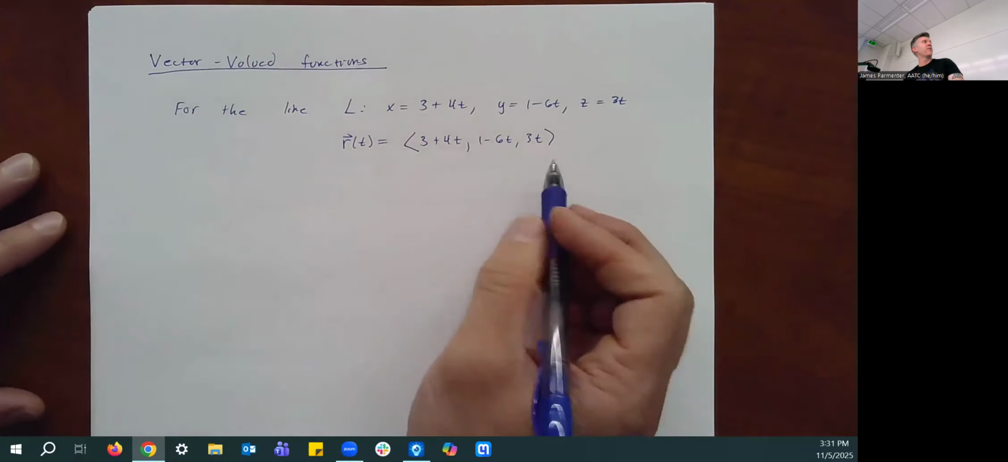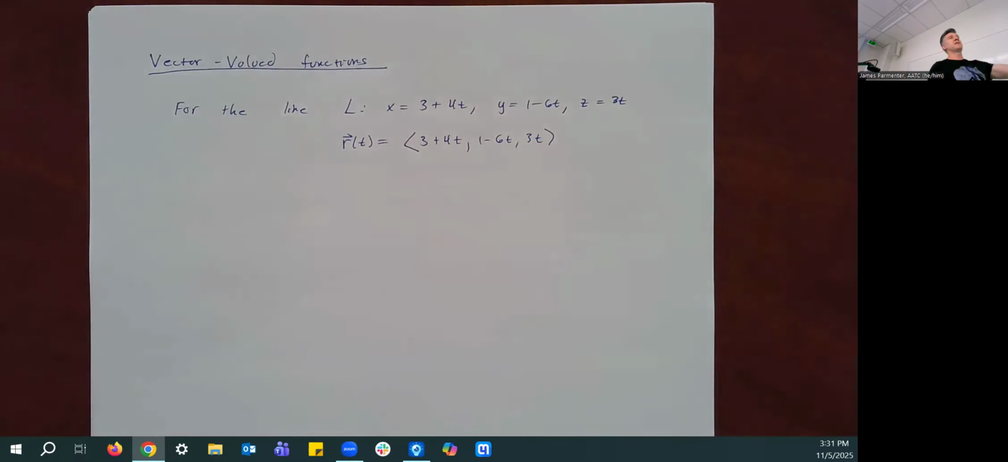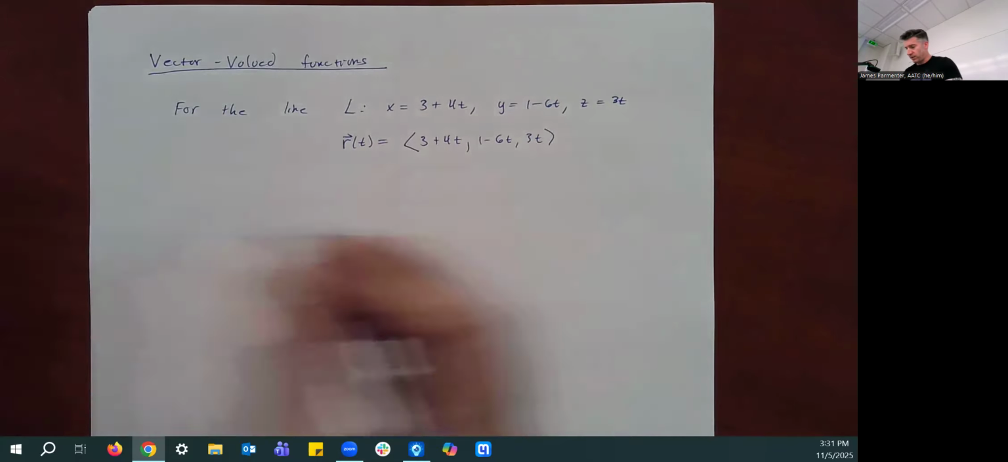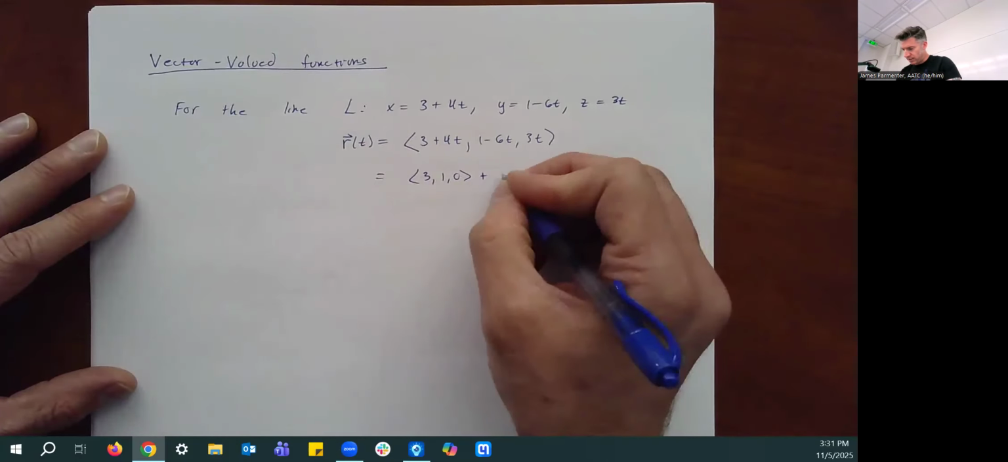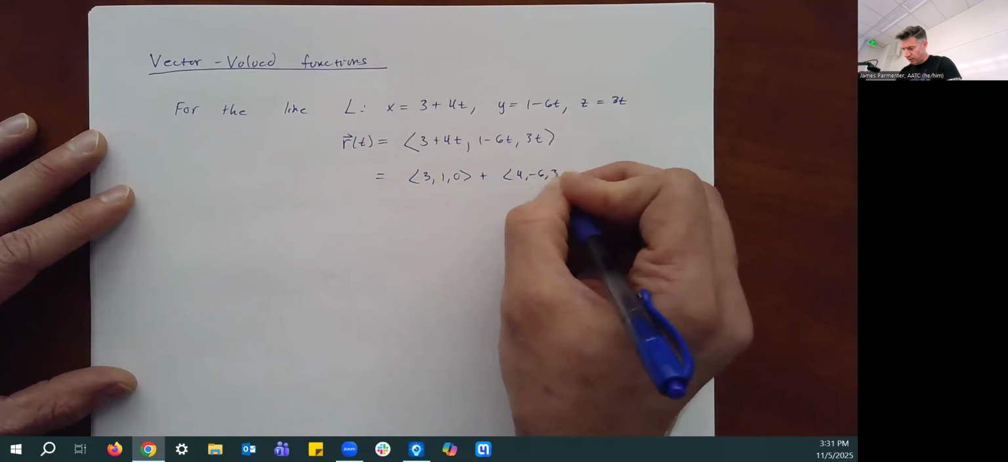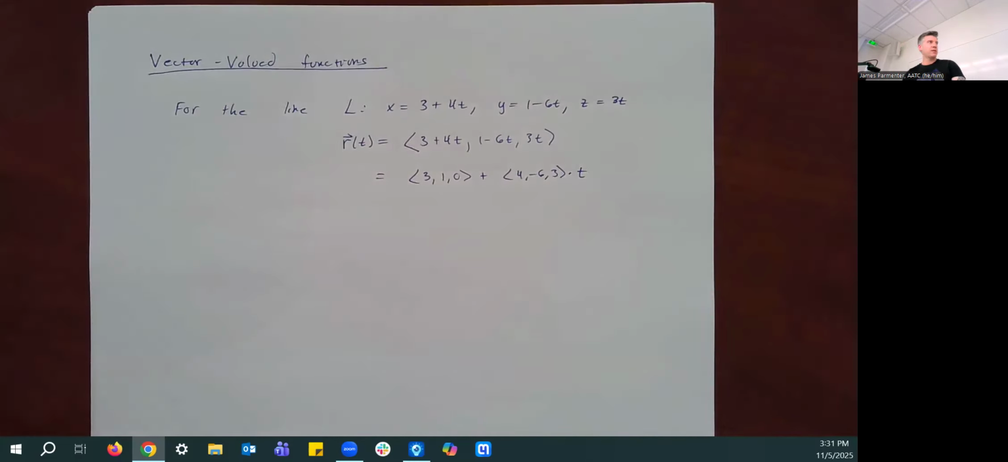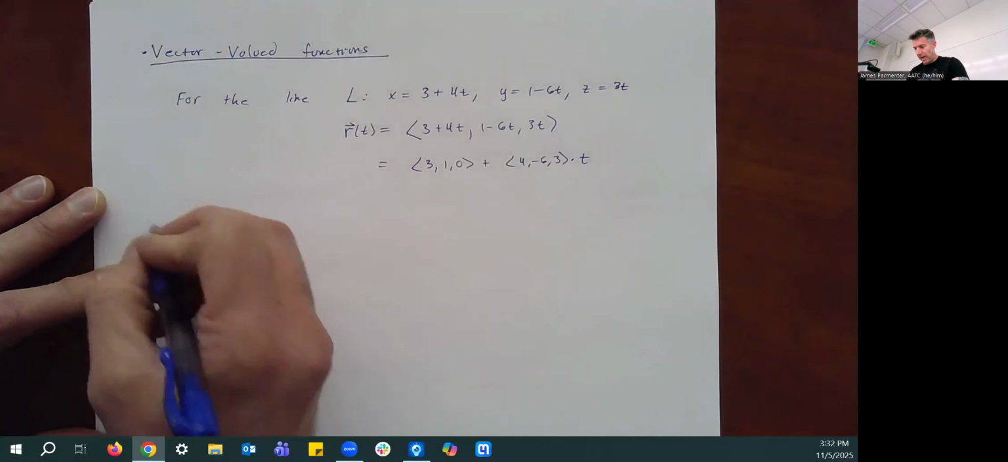That's pretty standard, but some people like to break apart, specifically for lines, the constant part and the direction part. So you could write this as 3 comma 1 comma 0 plus 4 comma negative 6 comma 3 times t. That would also be acceptable. But you don't only describe lines with vector valued functions. You can also describe all sorts of curves in space. So here's another example. And I will admit, I am not the best at this.